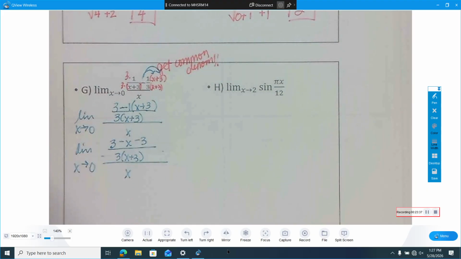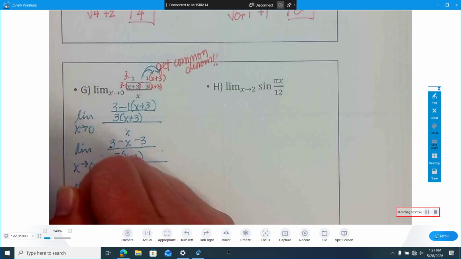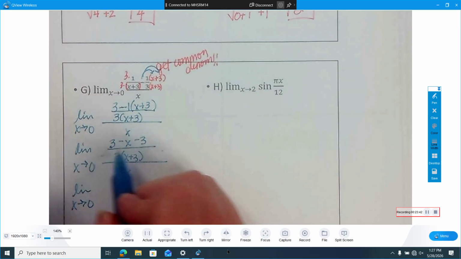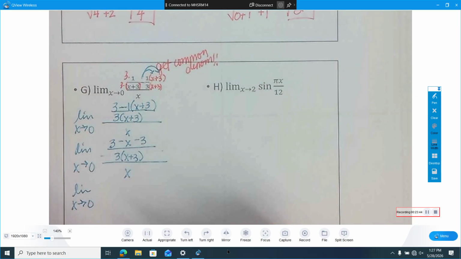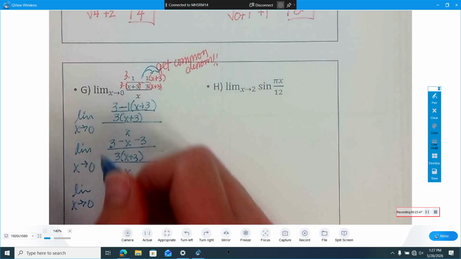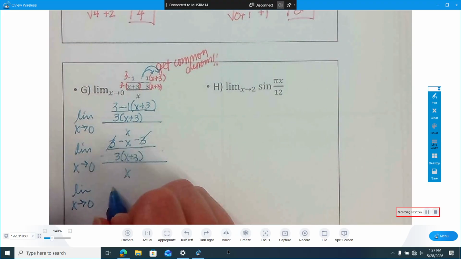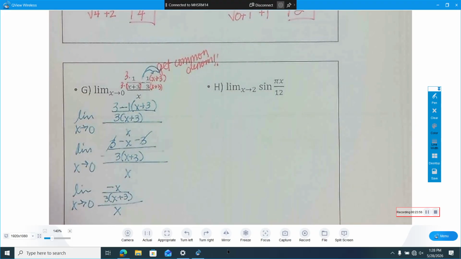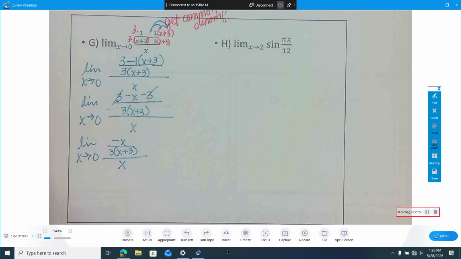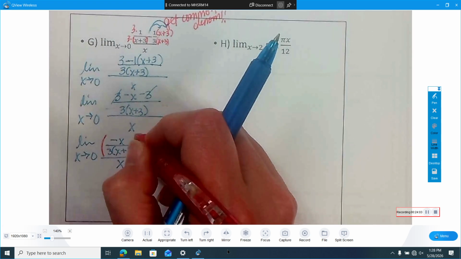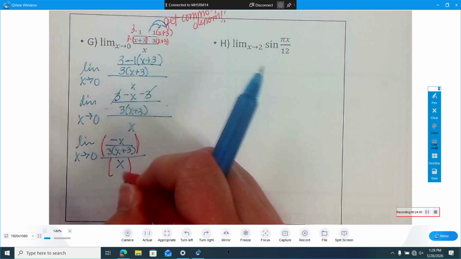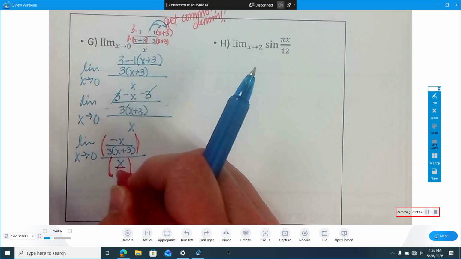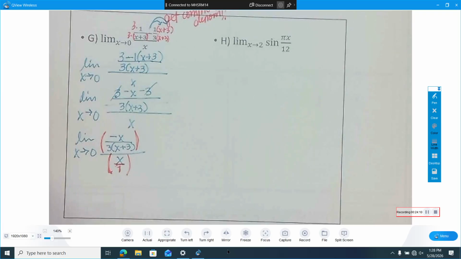Limit as x approaches 0. I have a 3 and a minus 3. What happens with those? They cancel out. So I just have negative x on top over 3 quantity x plus 3, and that's being divided by x. I still have a complex fraction here. I have a fraction on top and an x on the bottom, which is like x over 1 if I want to do it that way.